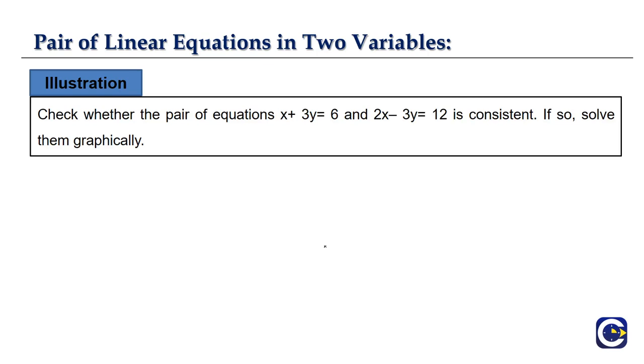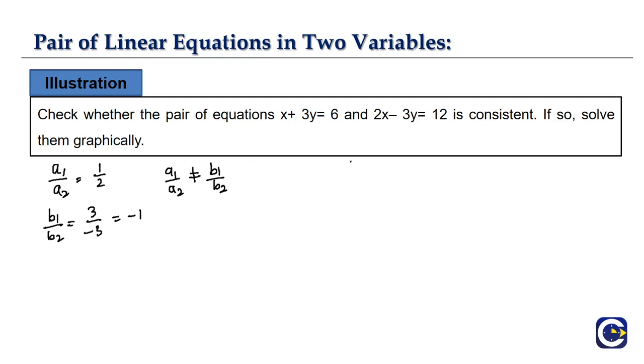The question here is: check whether the pair of equations x plus 3y equal to 6 and 2x minus 3y equal to 12 is consistent. First we'll check whether the given equations are consistent or not. a1 by a2 is 1 by 2, and b1 by b2 is 3 by minus 3, which is equal to minus 1. So according to our first condition, where a1 by a2 is not equal to b1 by b2, the given pair of equations is consistent. So, solve them graphically. Since they are consistent, we now solve these using the graphical method.